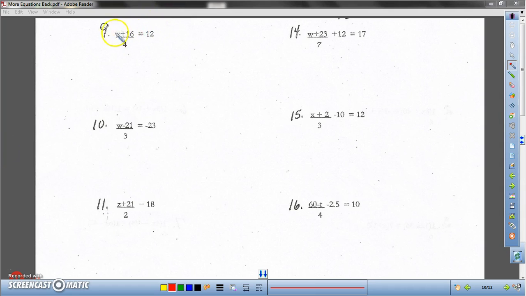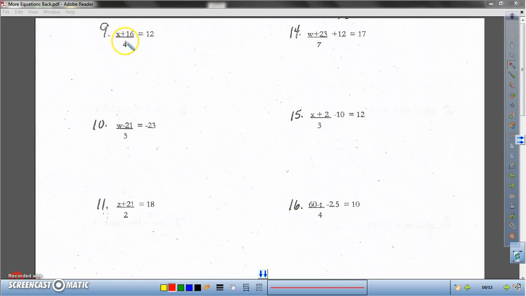My variable here is in the top of an equation, which I've seen before, but I've never seen it with an operation as well. What I've seen in the past is something like this, where you've got just the x over 4 is equal to 12. Then I can multiply by 4 on both sides and be good.